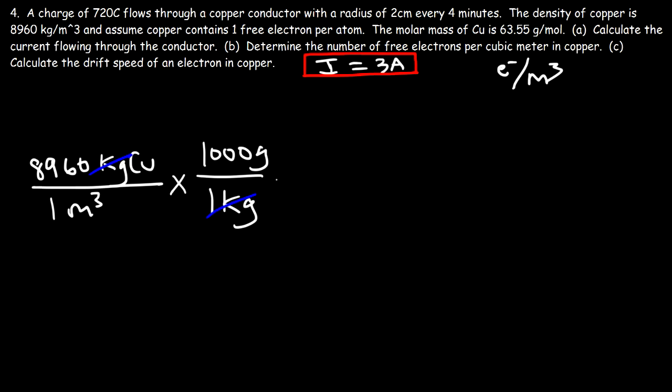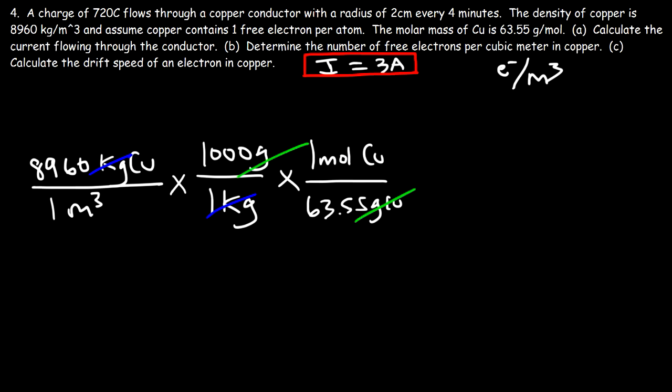Now we can convert grams to moles. So there's 63.55 grams of copper per 1 mole of copper. Now for those of you out there who are wondering, what exactly is a mole? A mole is simply a quantity. It's a very large quantity of stuff. So for example, when you hear the word dozen, what do you think of? Perhaps you think of a dozen eggs. A dozen eggs is 12 eggs. If you have a dozen calculators, you have 12 calculators. If you have a dozen pens, you have 12 pens. So a dozen is really a quantity.